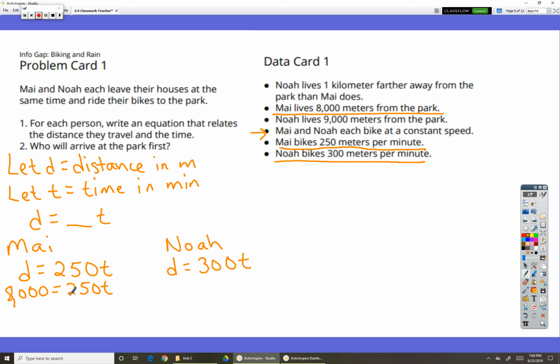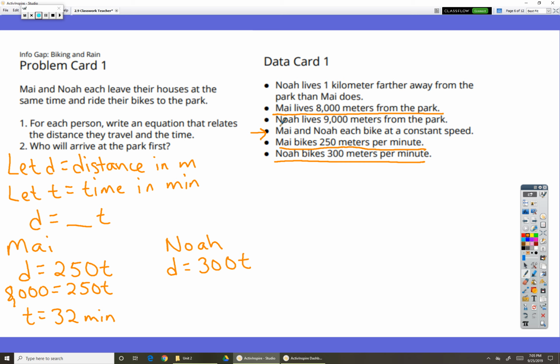Now I'm not going to multiply these two numbers to find out what T is. I'm going to have to divide. So I'm going to do 8,000 divided by 250, and I get 32. So it's going to take May 32 minutes to ride her bike to the park.